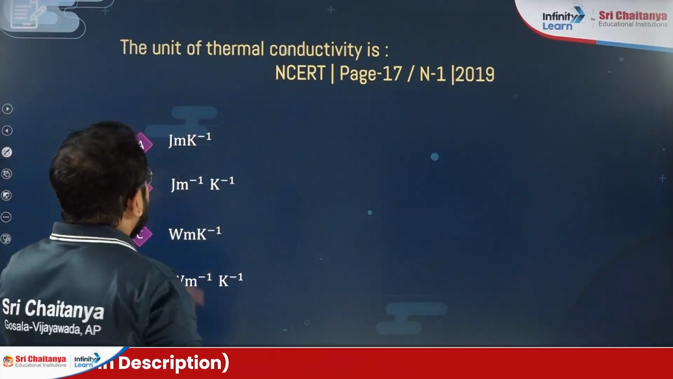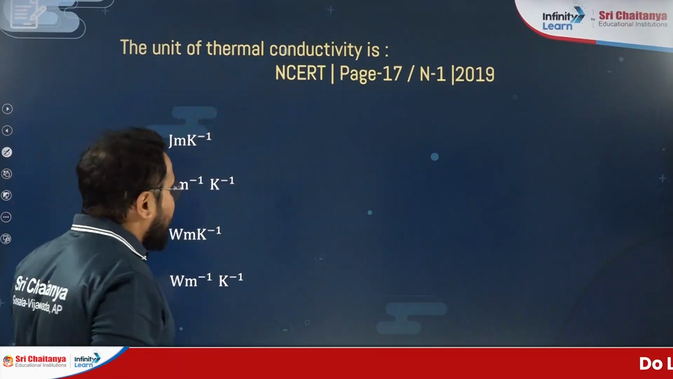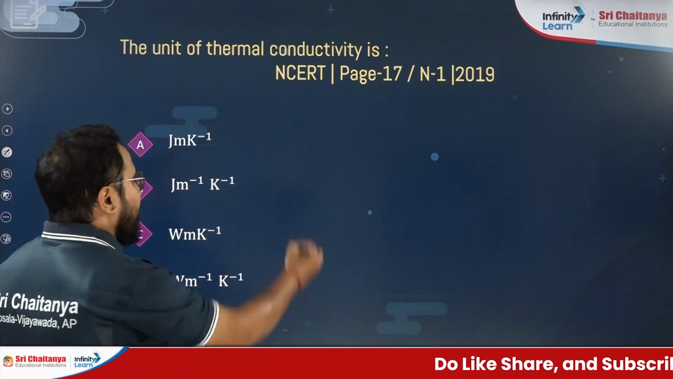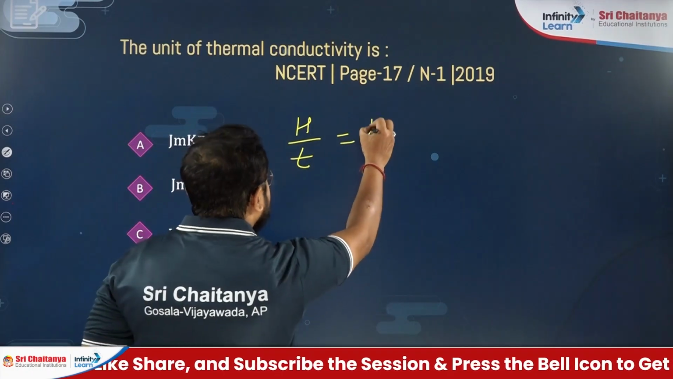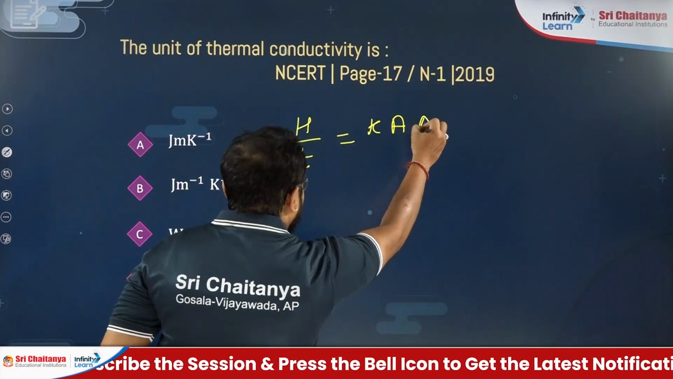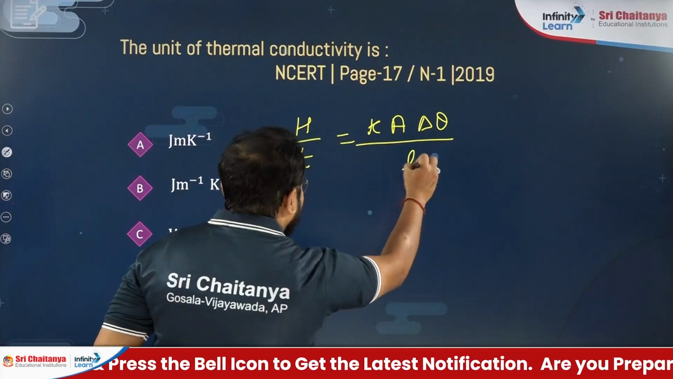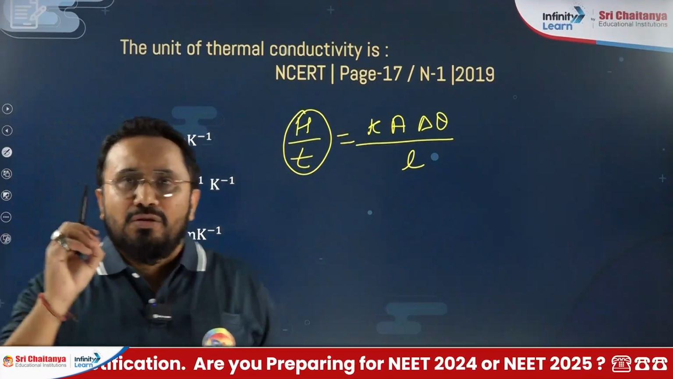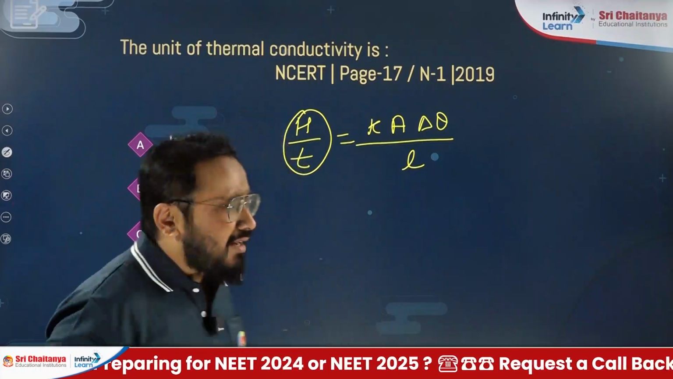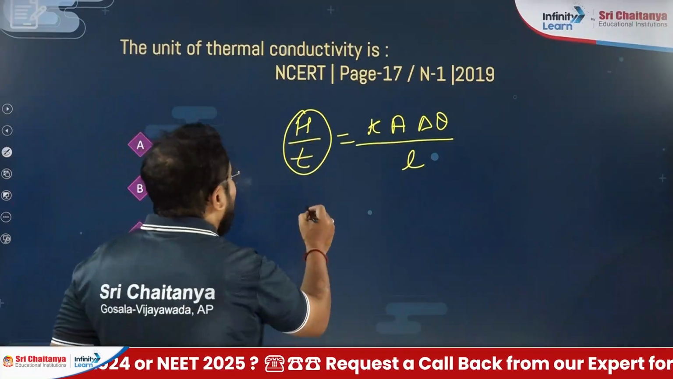The question is this: the unit of thermal conductivity is. What is the unit of thermal conductivity? We know the formula: heat upon time equals K A delta theta divided by L. So what is heat upon time, my dear student? You know that heat is work done only. So work done upon time, that means power.